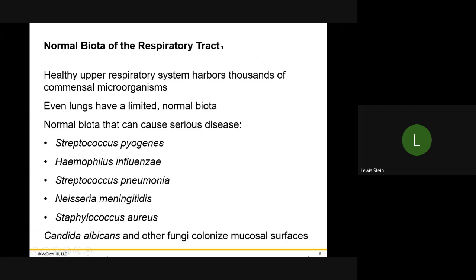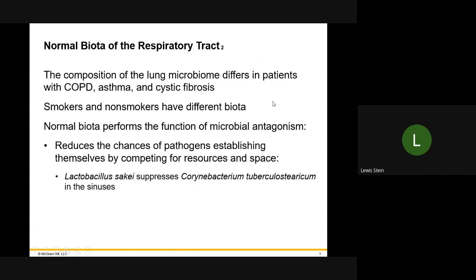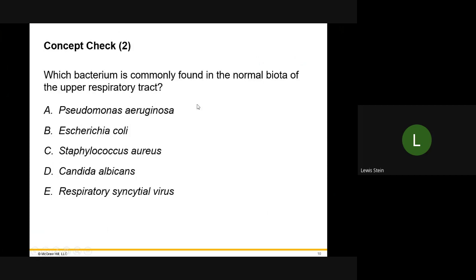I don't think so. Neisseria meningitidis, which some people harbor, good old Staph aureus. About a third to half of us have Candida in our mouth. Nothing unusual about that. It's different in people with respiratory diseases, smokers versus non-smokers. That's interesting. Okay, so a pathogen has to establish itself by competing for resources and space. That's what normal microbes do. There's a limited number of spots to land on, and there's a limited number of nutrients that are there.